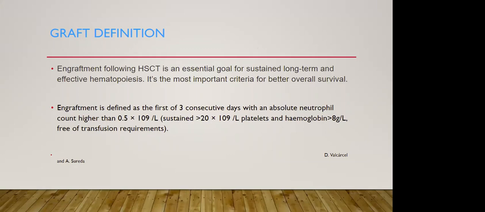HSCT, as we know, has an essential goal of sustained, long-term and effective hemopoiesis. It is an important criterion for better overall survival. Engraftment is defined as the first of 3 consecutive days with an absolute neutrophil count higher than 0.5 x 10^9 per liter, sustained platelets greater than 20 x 10^9 per liter, and hemoglobin higher than 8 gram per liter with no transfusion requirement.